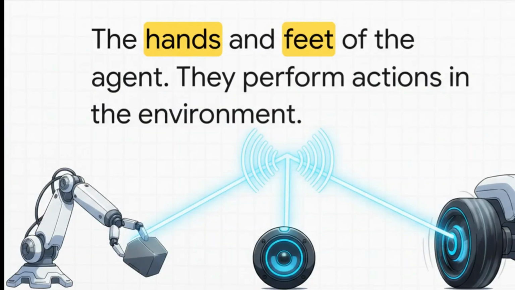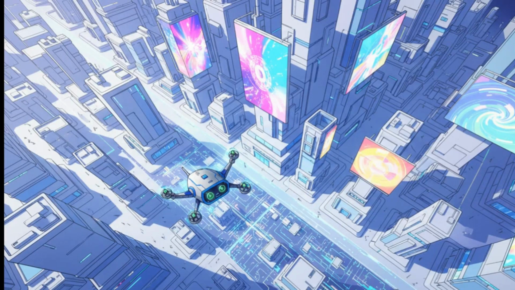So the brain makes a choice. How does it act on it? Through actuators. These are the agent's hands and feet, the parts that let it physically do things in the world, like a robotic arm or a speaker, or even the steering wheel in a car. And finally, of course, you have the environment. That's just the world the agent is living and working in.